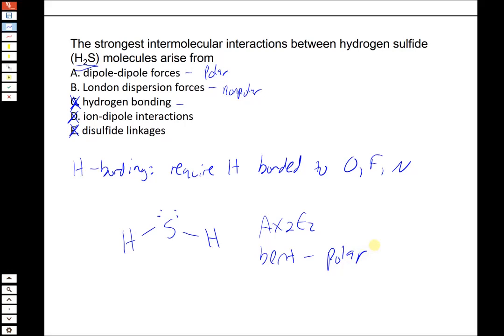Okay, so this one's polar, which means it will have dipole-dipole forces as the strongest forces, and that's going to be choice A, because dipole-dipole forces are stronger than London dispersion forces. It will also have London dispersion forces, not that they don't exist, but the dipole-dipole forces are stronger, and that's what this problem wanted us to identify.